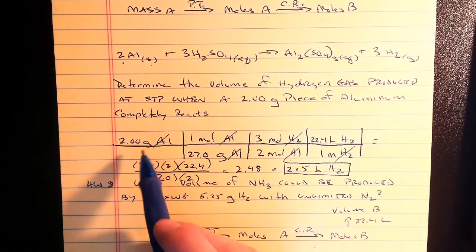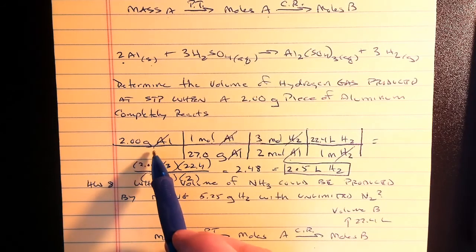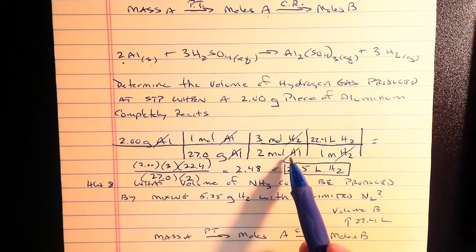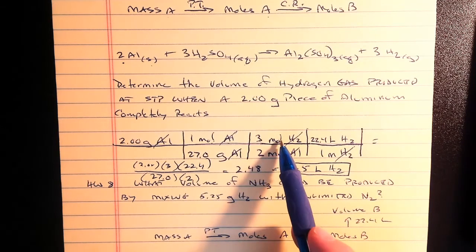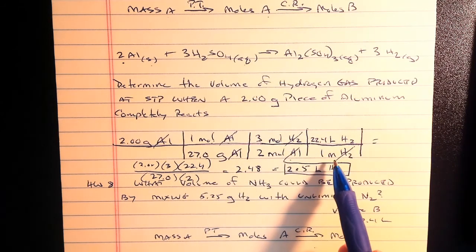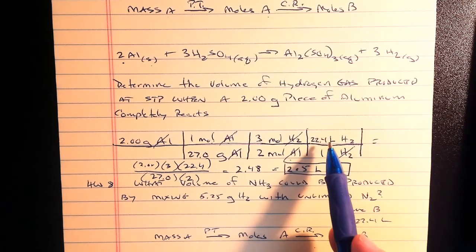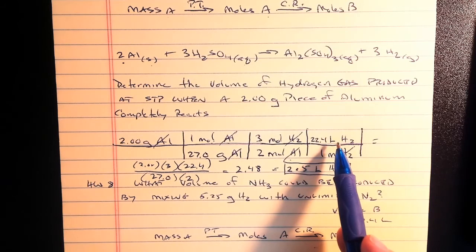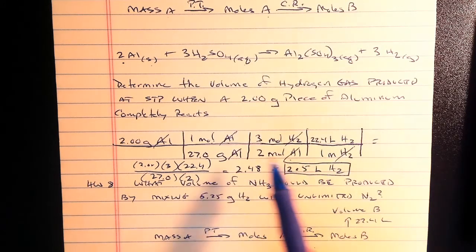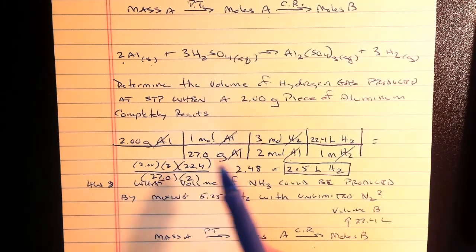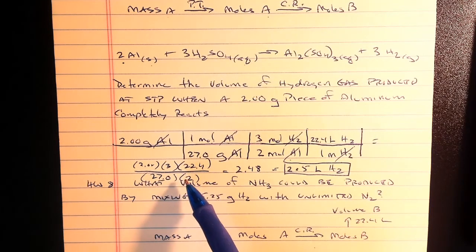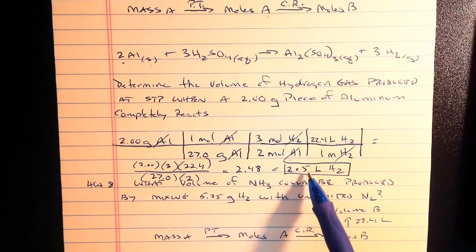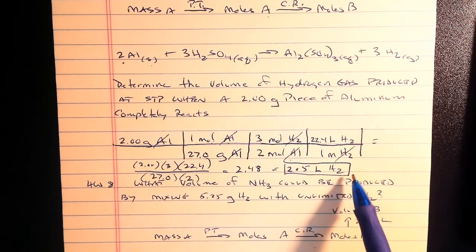Once again, we went from grams of aluminum to moles of aluminum, moles A, then moles A to moles B going to hydrogen, and then we went from moles of hydrogen to volume of hydrogen at standard temperature and pressure using 22.4 liters. So we pulled all the numbers over, top numbers stay on the top, bottom on the bottom. It's like multiplying fractions. And then you multiply this out in your calculator. Let's round to the tenth, and there we go.